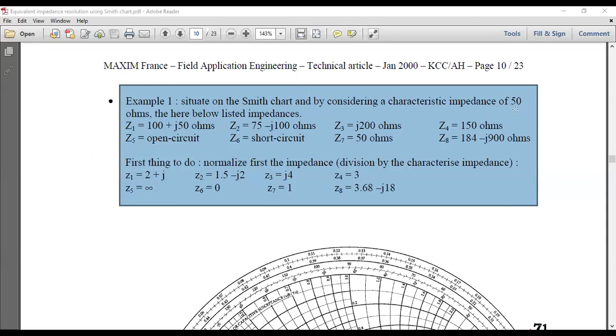You can just open a Smith chart if you are on the laptop or whatever device you are using, and the impedances are given. So characteristic impedance is 50. Z1 is here, that is 100 plus j50. So for Z1, the first thing you have to do is the normalization. So how will we do the normalization? Normalization, we are doing it here.